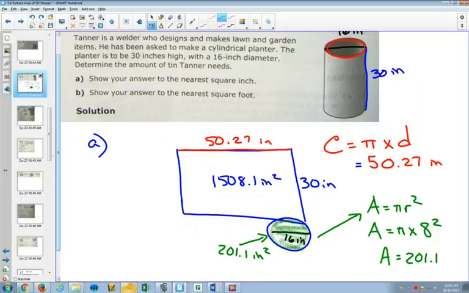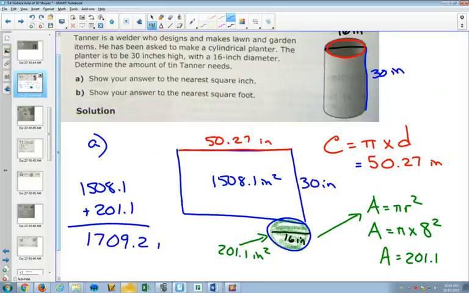So if we need to find the total surface area of this shape in inches squared, we could add those two together and we get 1,508.1, because that's the rectangle, plus 201.1. Add those up, we get 1,709.2 inches squared. That'll be our surface area.